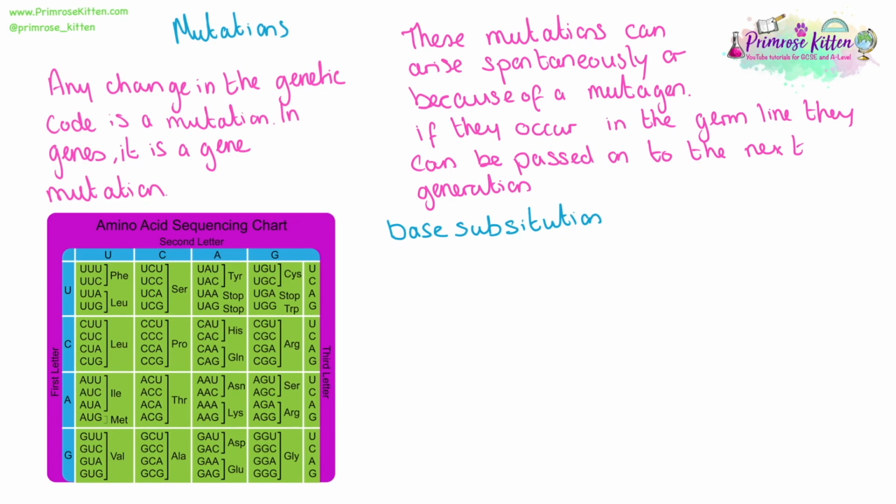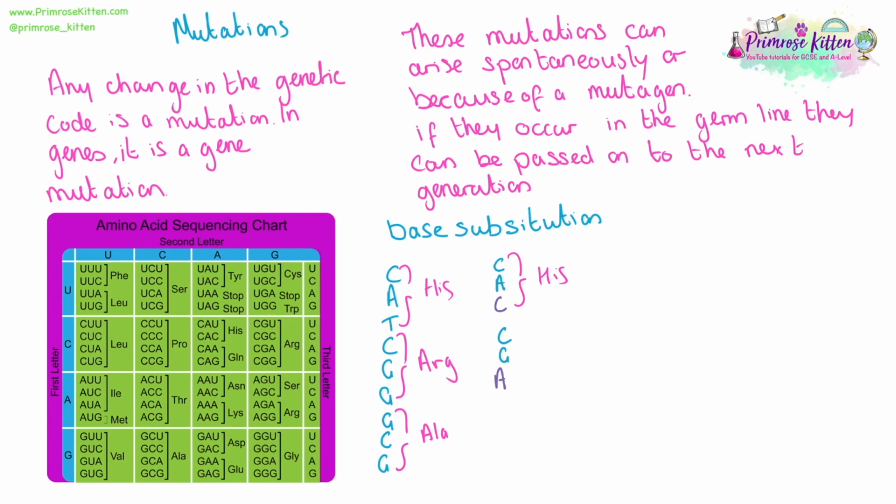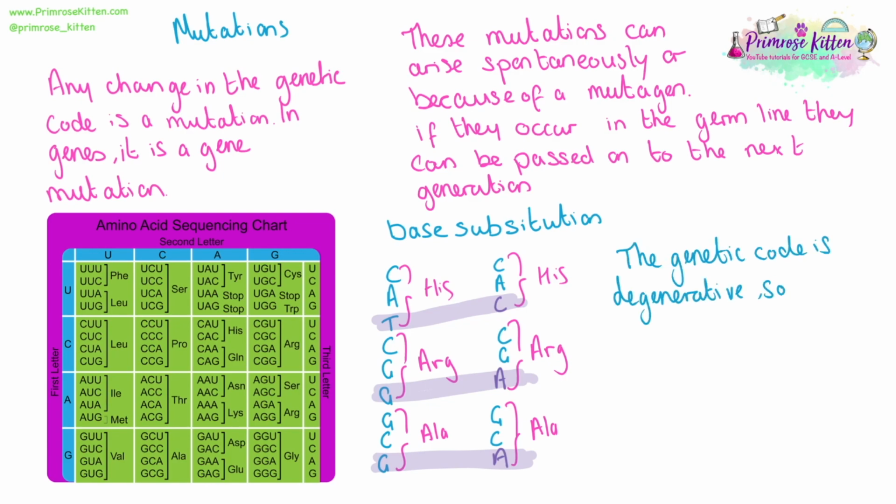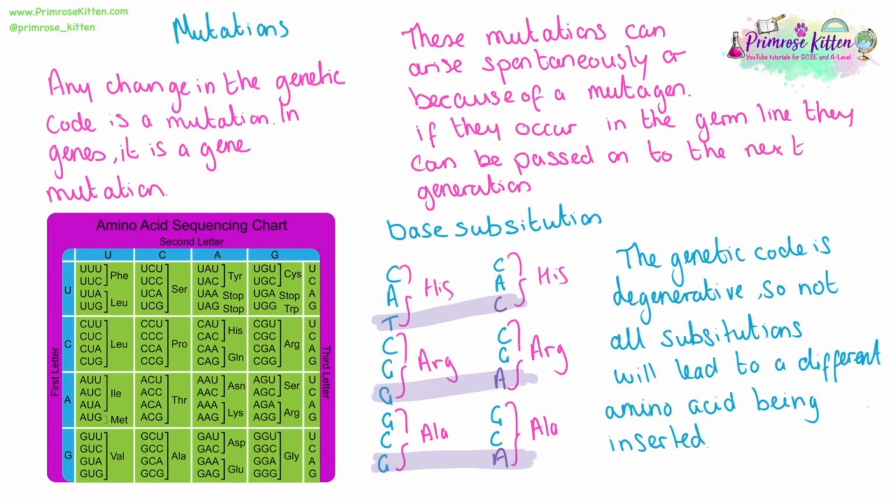Here we have a sequence and the 3 amino acids that it codes for. In this second sequence, you will notice that one of each of the bases in the DNA has been substituted with something else. But because the genetic code is degenerate, these substitutions have not changed the amino acid that is being coded for. So this mutation might not be noticed.